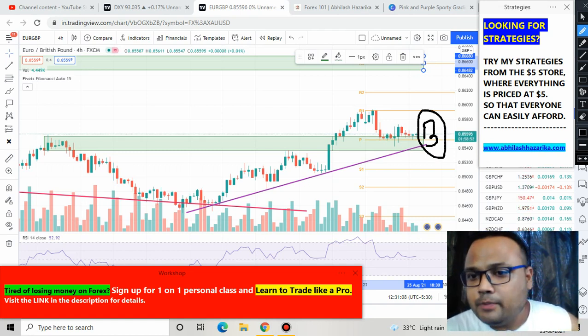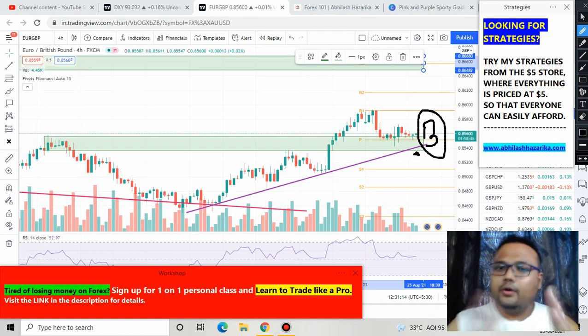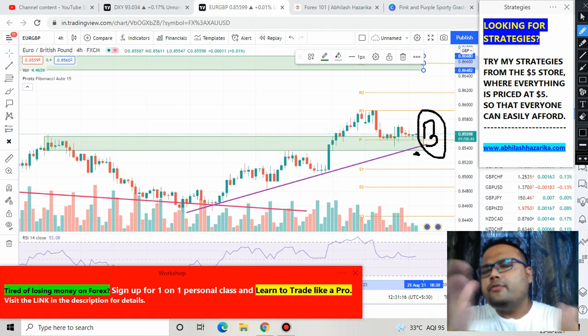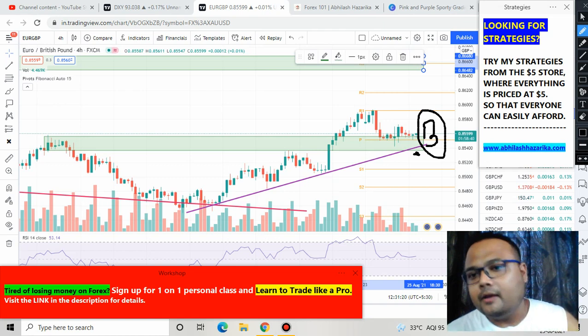And your stop loss will be below this blue line. Or if you are a safe trader, if you want to wait for a conservative entry, then you can wait for some time, until and unless the market comes down, takes support at this trend line and bounces.